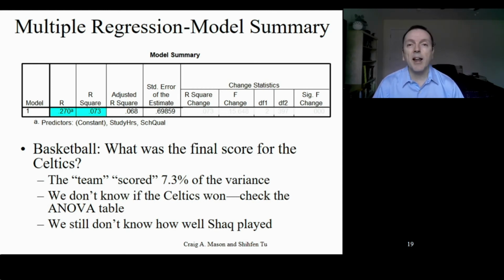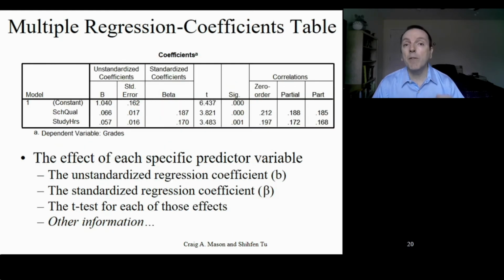In regression analyses, we see that in the coefficients table. The coefficients table provides the individual results for each of the predictor variables in the regression model. This includes their effect, both the unstandardized and the standardized regression coefficients, and a t-test for those effects.